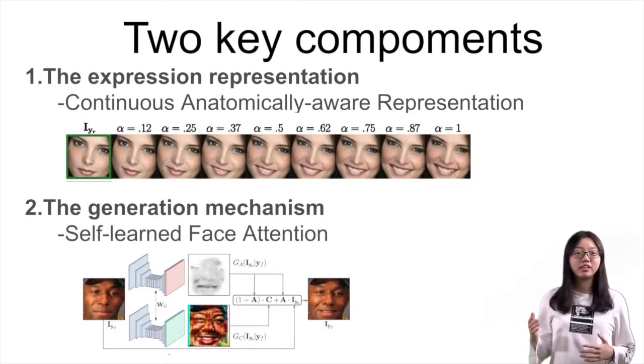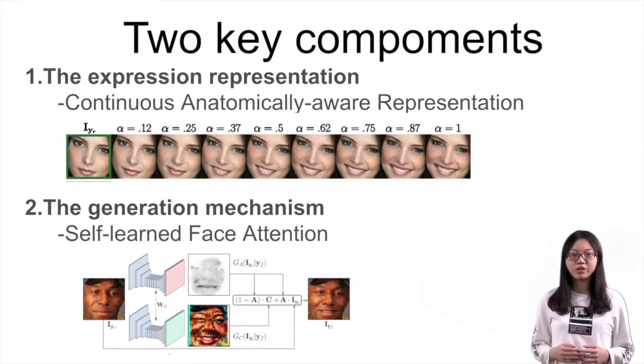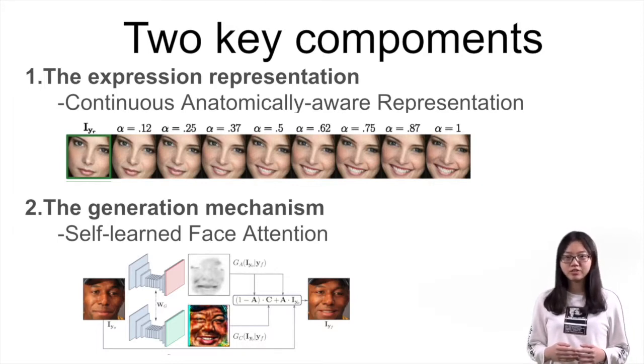In order to achieve anatomically aware facial animation, there are two key components we have to discuss first. The first one is the expression representation, also called continuous anatomically aware representation. The second one is the generation mechanism, also called self-learned face attention.